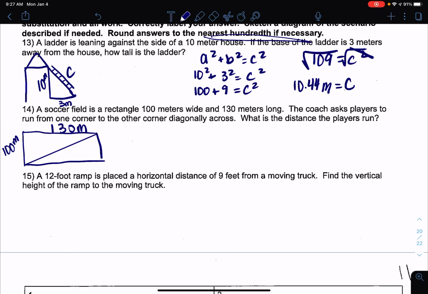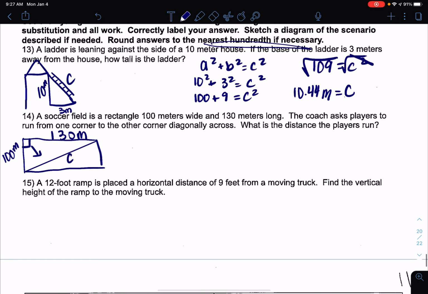So they want me to figure out, when the coach asks the players to run from one corner to the other corner, what the distance is going to be. Now, once again, I have a right angle right here, and whatever's across that right angle is always going to be represented by my hypotenuse. So using my information, a squared plus b squared is equal to c squared. Okay, I am trying to solve for c. So I'm going to be plugging in these values into a and b. So I have 100 squared plus 130 squared is equal to c squared.